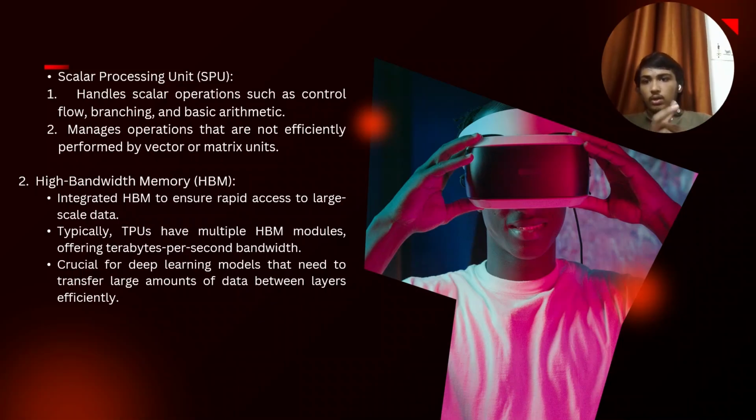High bandwidth memory: integrated HBM to ensure rapid access to large-scale data. Means very high bandwidth helps the TPU to access large-scale data from its memory very quickly. TPUs have multiple HBM modules offering terabytes per second of bandwidth. Of course, they are crucial for deep learning models because AI models need to access large data in very little time.